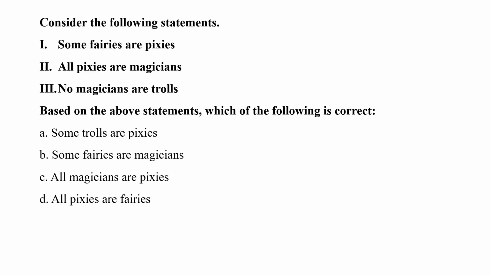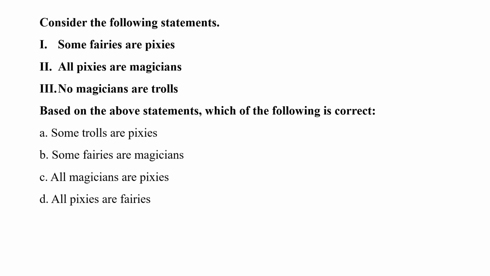Consider the following statements. Some fairies are pixies, all pixies are magicians, and no magicians are trolls. Based on the above statements, which of the following is correct? A, some trolls are pixies, B, some fairies are magicians, C, all magicians are pixies, or D, all pixies are fairies.